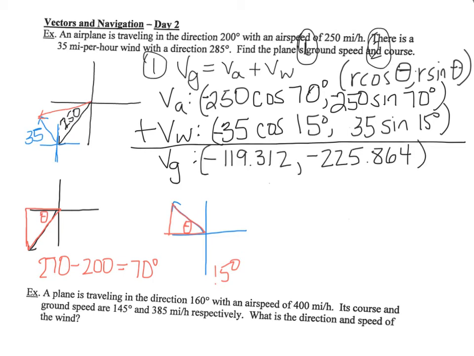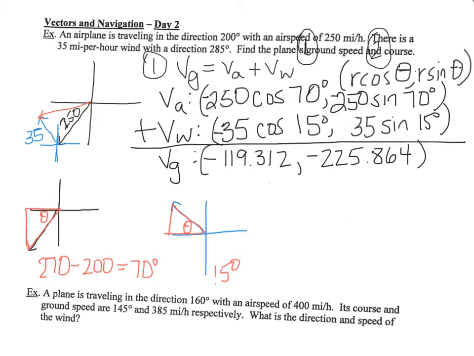Okay, so when I calculated the values, I got negative 119.312 and negative 225.864. So this is the polar version of the vector representation for this red vector here that's representing ground speed. It is the x and y coordinate right here of the head.